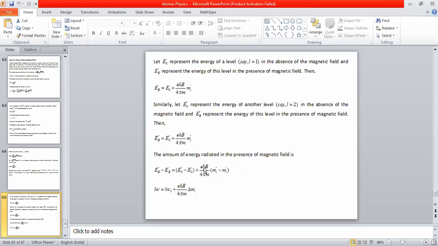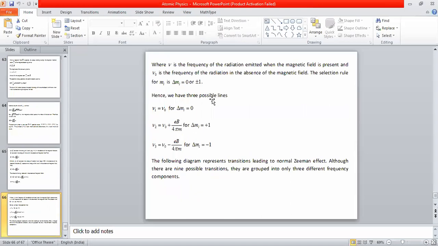Then we are left with the term eHB divided by 4 pi m, ML double dash minus ML dash, which is delta ML. Here nu is the frequency of the radiation emitted when the magnetic field is present, and nu naught is the frequency of the radiation in the absence of the magnetic field. And there is a selection rule.